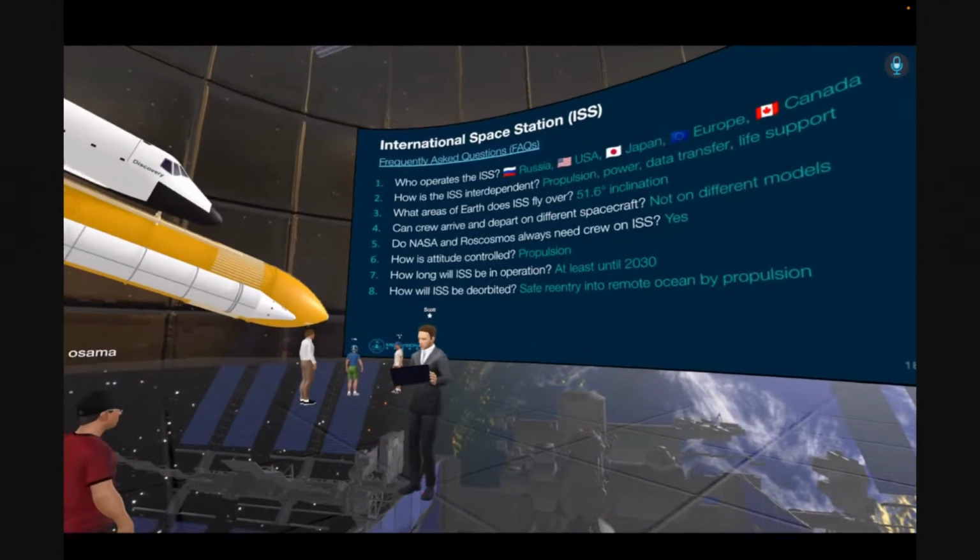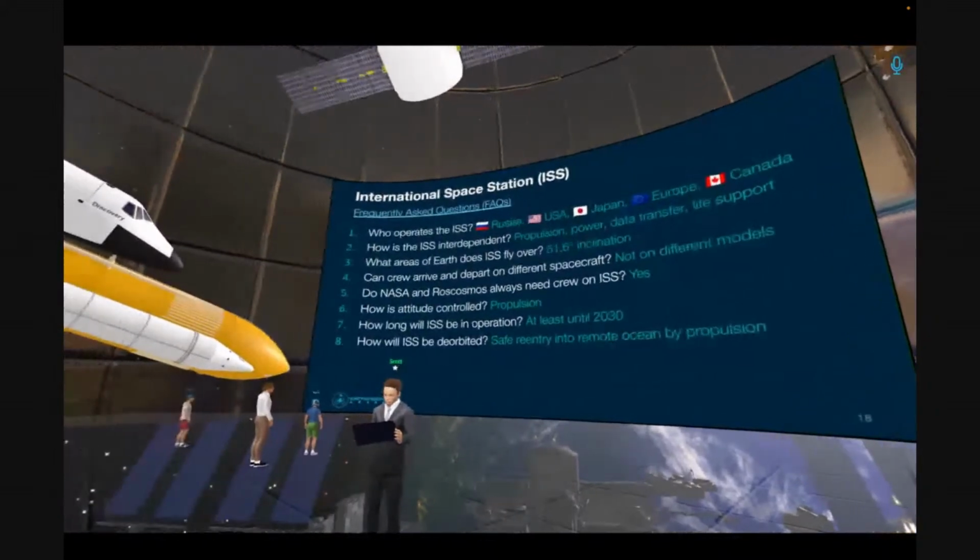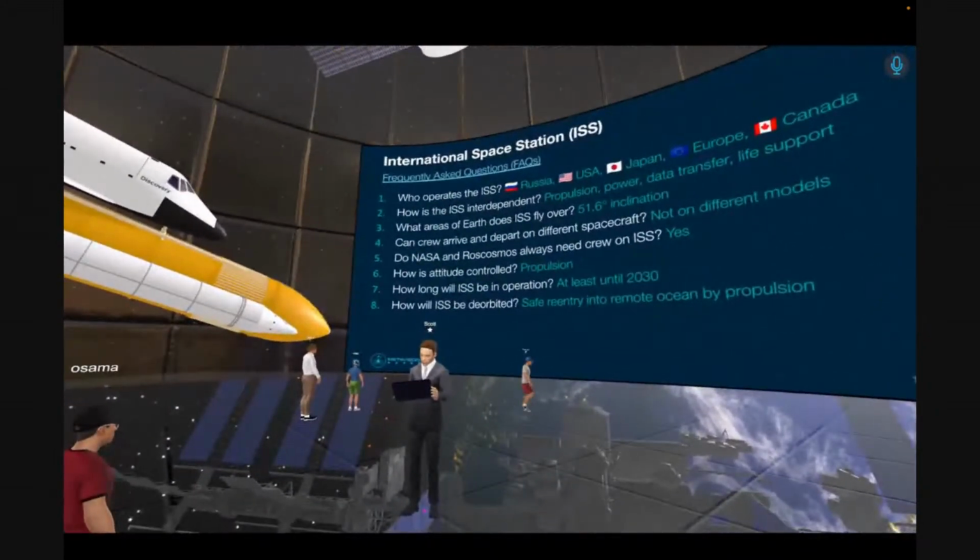So utilizing propulsion. Exactly. So does anyone remember which country controls the propulsion of the space station? It's one of the countries in number 1. Russia. Exactly, Russia.